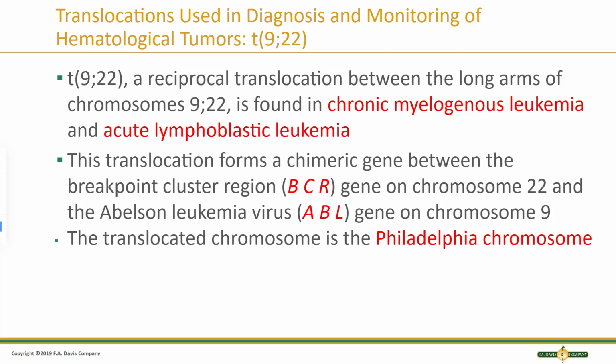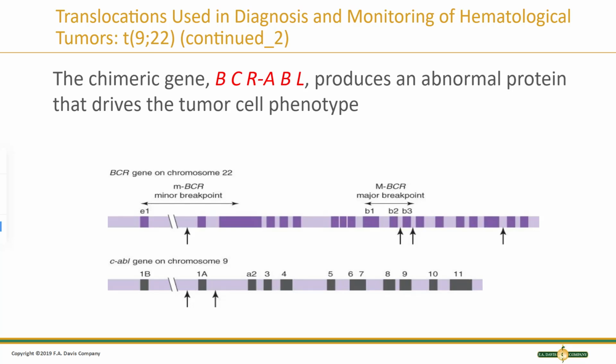Another translocation, t(9;22), a reciprocal translocation between the long arms of chromosomes 9 and 22, is found in chronic myelogenous leukemia and acute lymphoblastic leukemia. This translocation forms a chimeric region or gene between the breakpoint cluster region BCR gene on chromosome 22 and the Abelson leukemia virus ABL gene on chromosome 9. The translocated chromosome is the Philadelphia chromosome. The chimeric gene region produces an abnormal protein that drives the tumor cell phenotype.